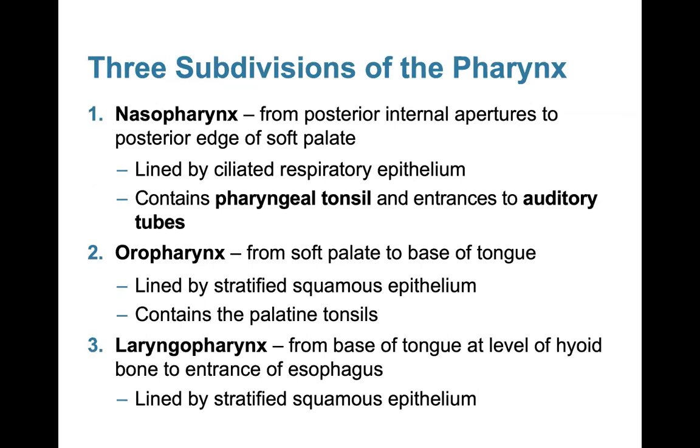The nasopharynx is from the posterior internal apertures to the posterior edge of the soft palate. It is lined by ciliated respiratory epithelium, and it contains pharyngeal tonsils and entrances to the auditory tubes. The oropharynx is from the soft palate to the base of the tongue. It is lined by stratified squamous epithelium, and it contains the palatine tonsils.